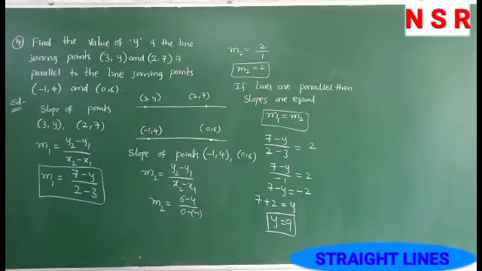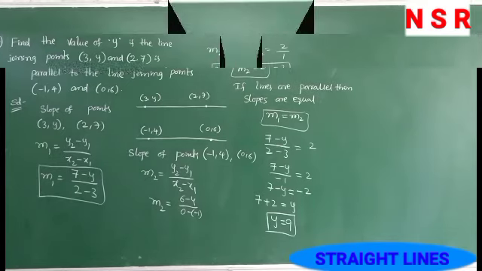So if two lines are parallel, slopes are equal. So that condition applies in this question. So we get y value 9.